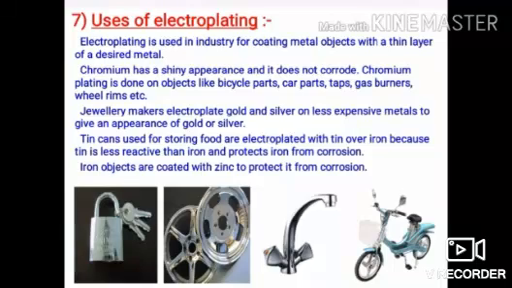Next one is jewelry: gold and silver are plated on less expensive metal to give an appearance of gold or silver. Next, tin cans used for storing food are electroplated with tin over iron because tin is less reactive than iron and protects iron from corrosion. Last one is iron objects are coated with zinc to protect them from corrosion.